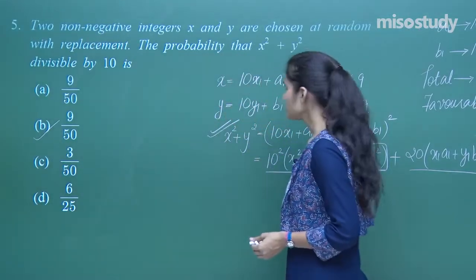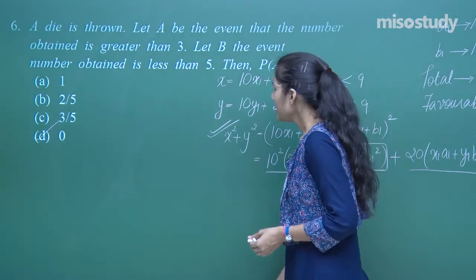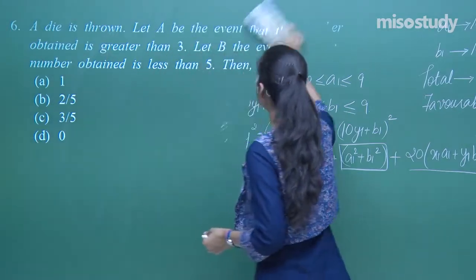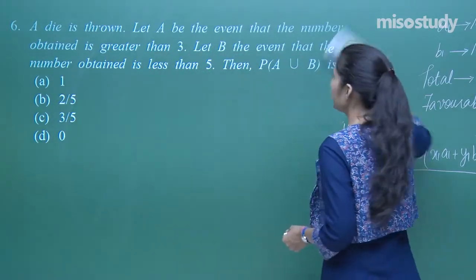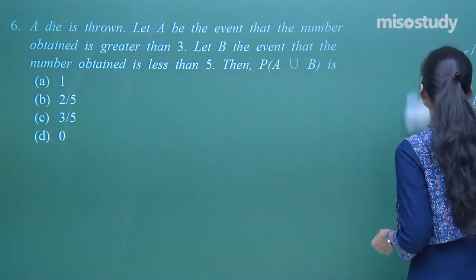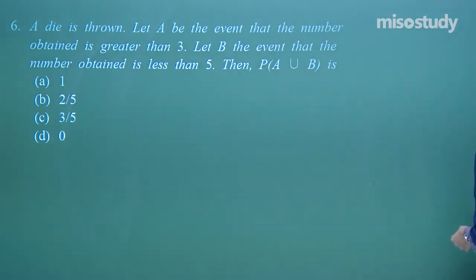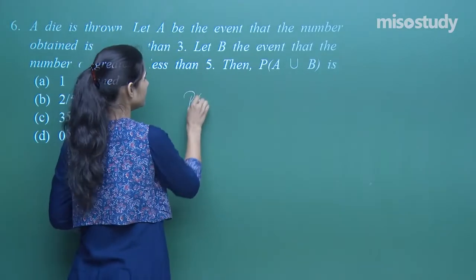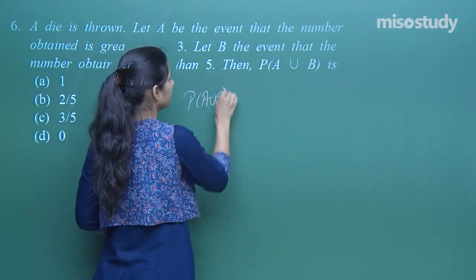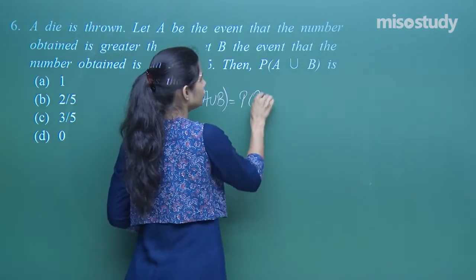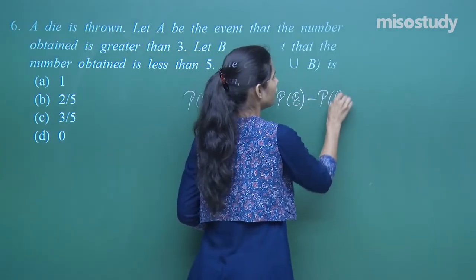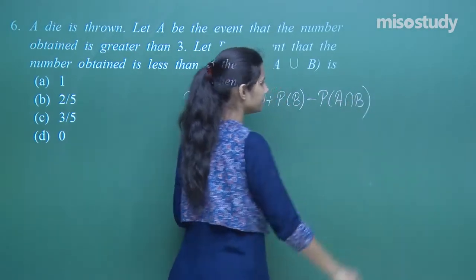Moving ahead with the next question, what is it that we have? Let's see. A die is thrown. Let A be the event that the number obtained is greater than 3. Let B be the event that the number obtained is less than 5. Then what is the probability of A union B? Let's see. Probability of A union B, if you remember the formula, that is what? Pretty easy. Probability of A union B is probability of A plus probability of B minus probability of A intersection B.